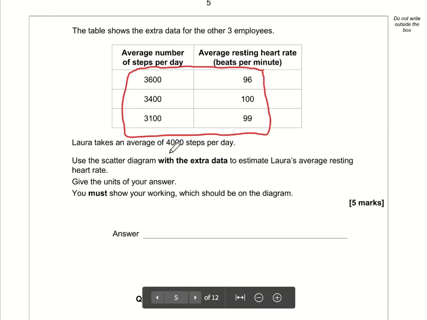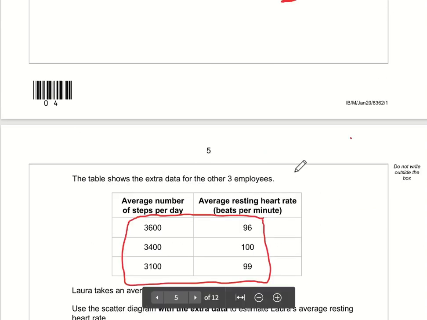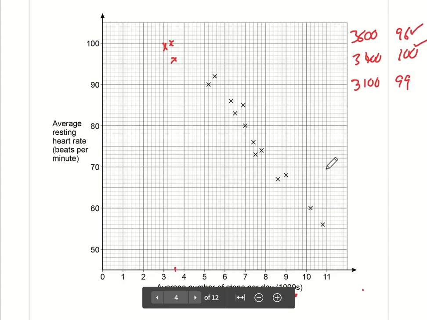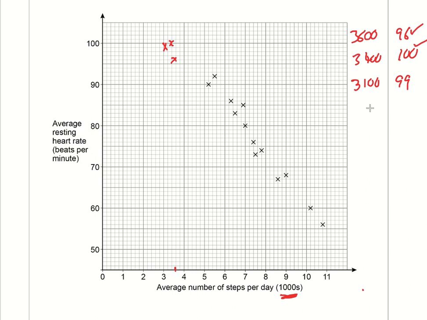Laura takes an average of 4,000 steps per day, and we want to work out what her average heart rate should be. So the first thing we need to do is do a line of best fit. So let's get a line ready. Now, unfortunately, on this package here, my line is a bit on the thick side, whereas yours should be nice and thin if you're using a nice sharp pencil.